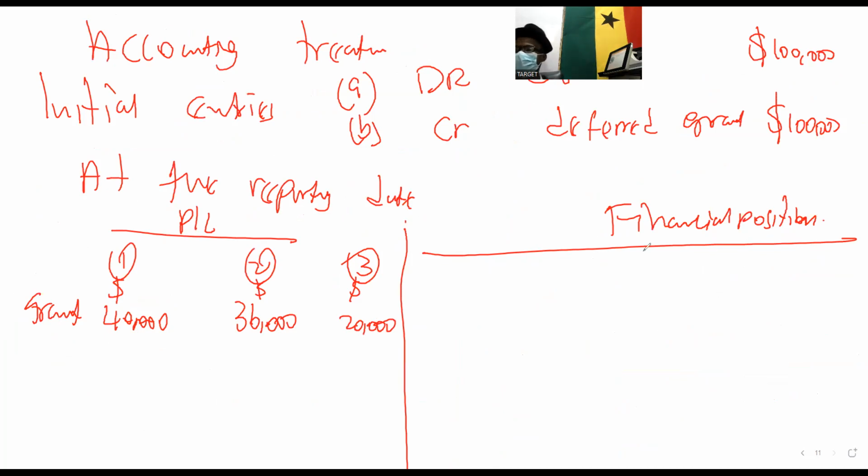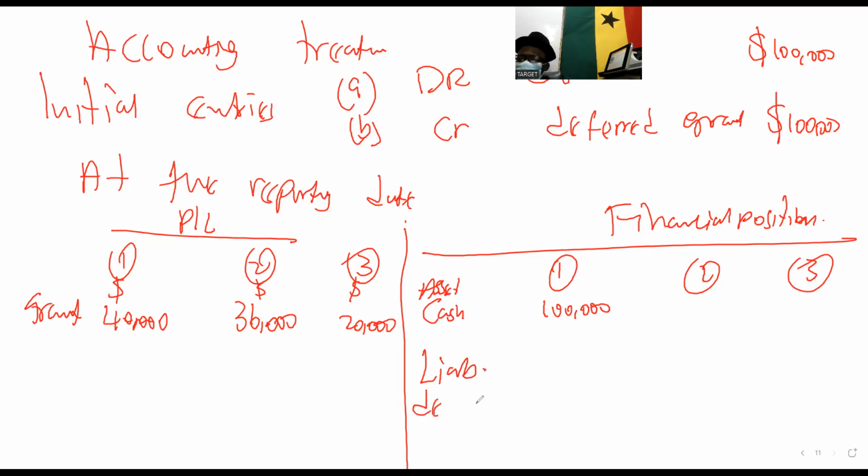For the financial position, aka balance sheet, year 1, year 2, and year 3, you record cash and then liability. So under the asset side, there will be a cash balance of 100,000. But under the liability, they're going to call it deferred grant, non-current liability, deferred grant.